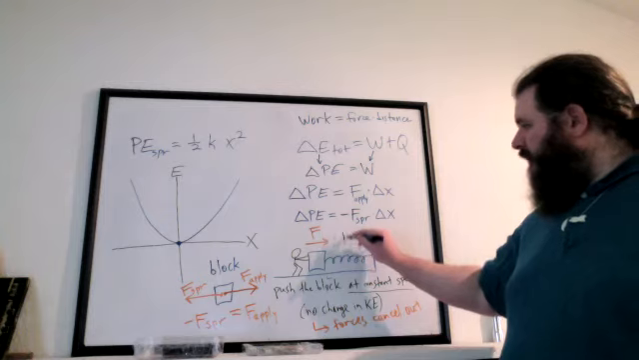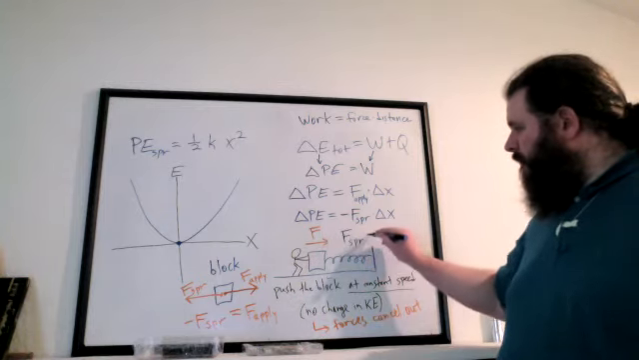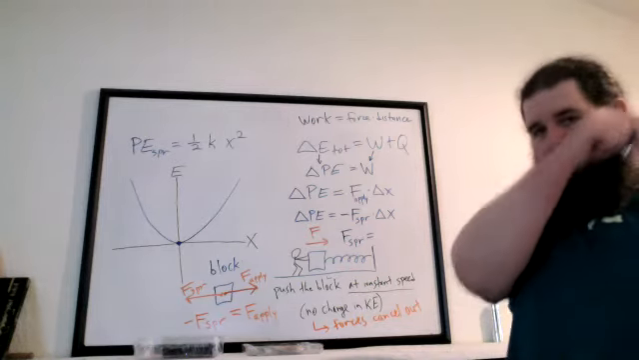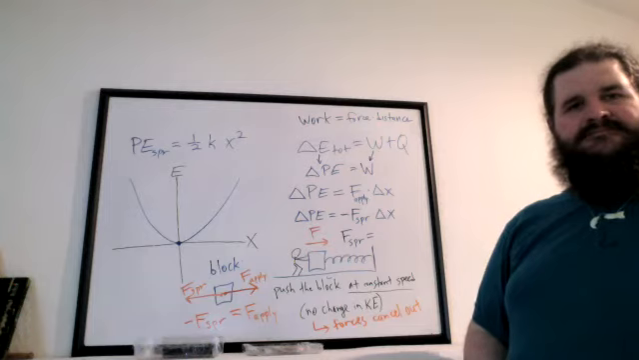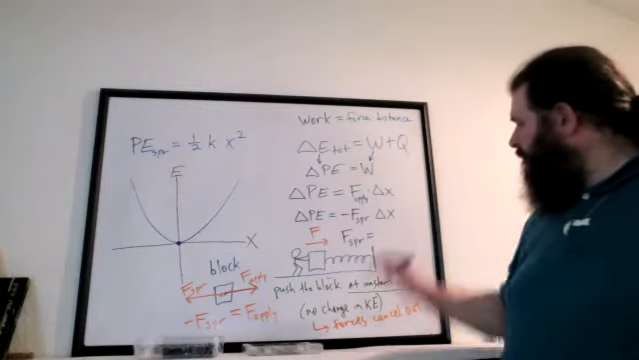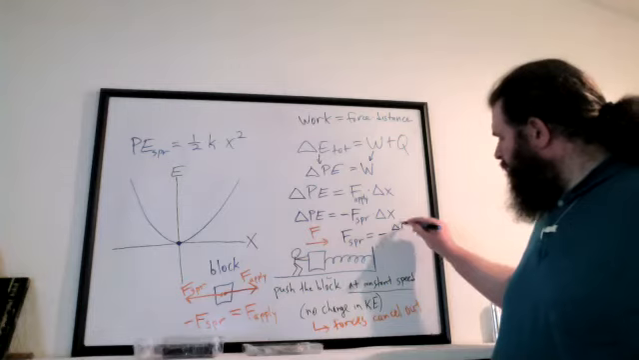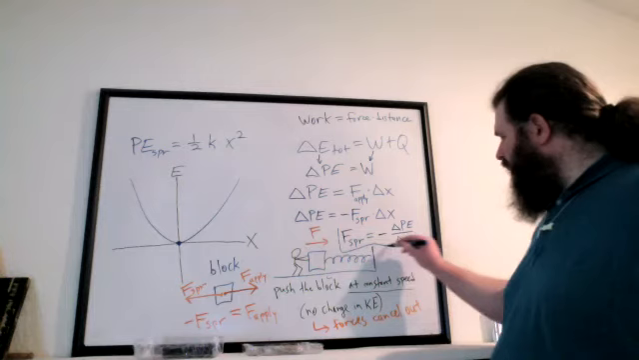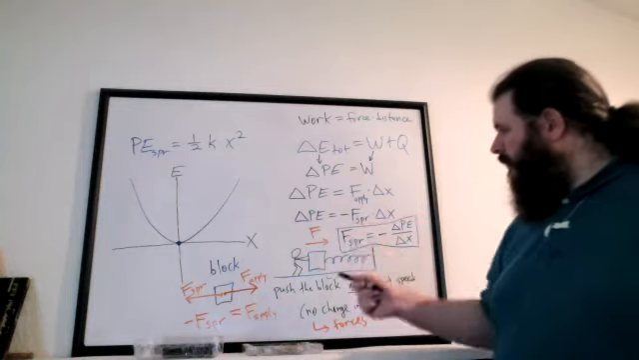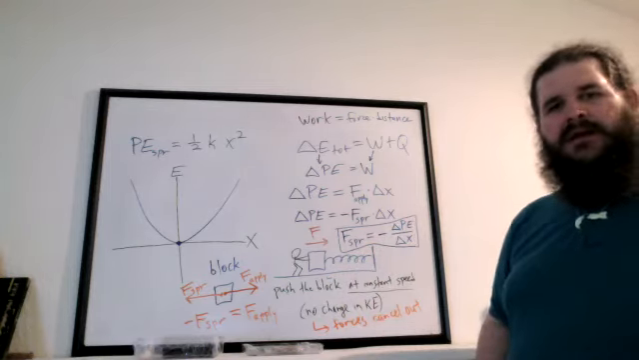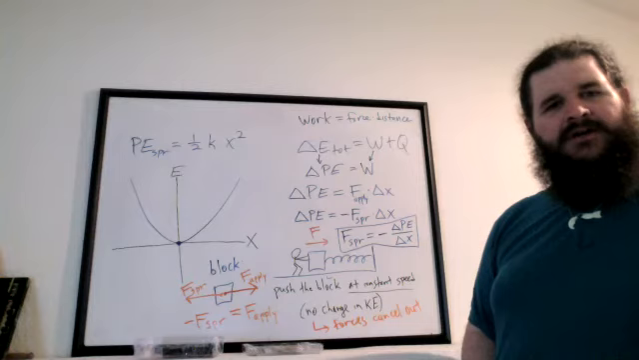If you then solve that for spring force, what do you get? How would you isolate force of the spring here? So negative change in potential energy divided by delta x. Yeah, we just divide both sides by negative delta x, and we get an expression for force of the spring. Force of the spring is negative change in potential energy over change in x. Any questions on the algebra there so far?